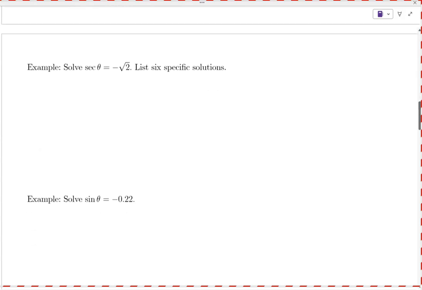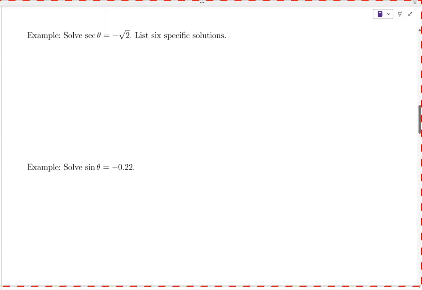So let's look at the next example. That's secant equals negative root 2. We'll worry about the last part when we're done with finding all the solutions. Let's first find all of the solutions. We want secant is equal to negative root 2.